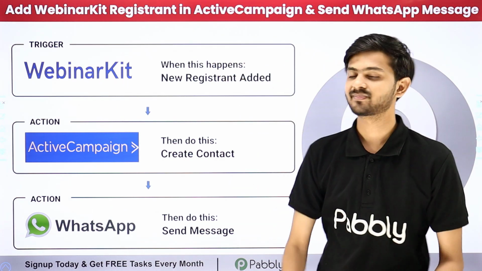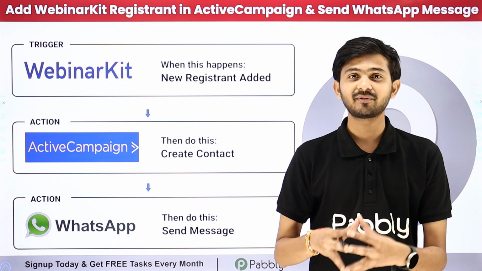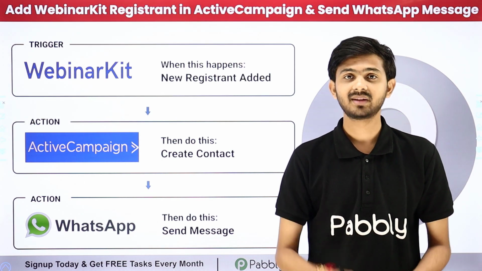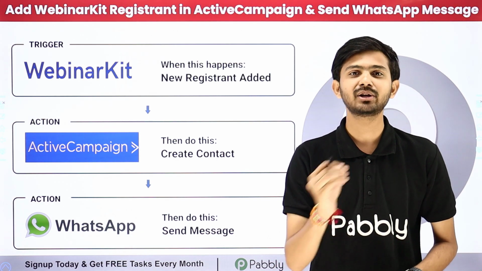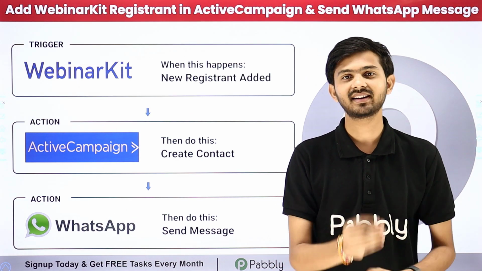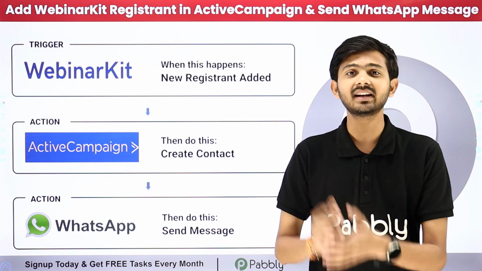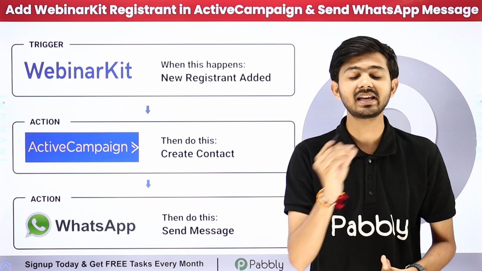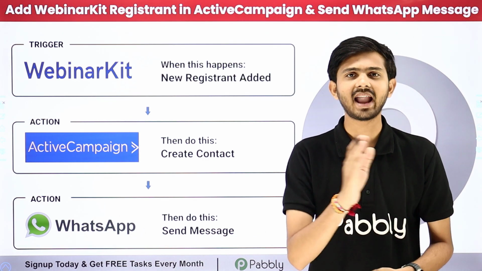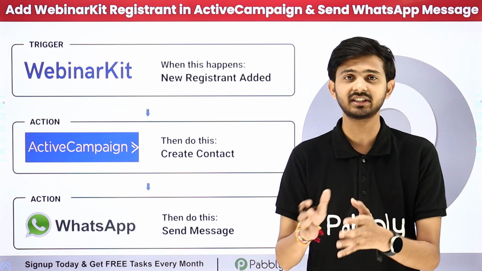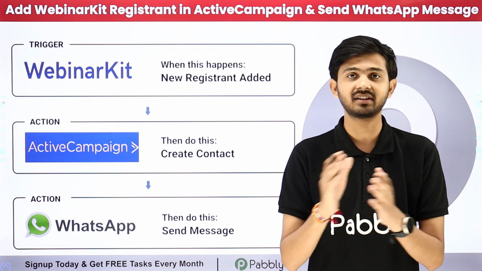Today our topic is how to add WebinarKit Registrant in ActiveCampaign and send WhatsApp message. So here I am a marketing professional and I have added a lot of marketing webinars on my WebinarKit account. Now what I want is that as I'm going to receive a new registration for my webinar in WebinarKit, that automatically by using all the detail of my registrant, I want to create a new contact in my email list in ActiveCampaign. And after creating that contact, I want to send a personalized message for confirming the registration on WhatsApp to my registrant.